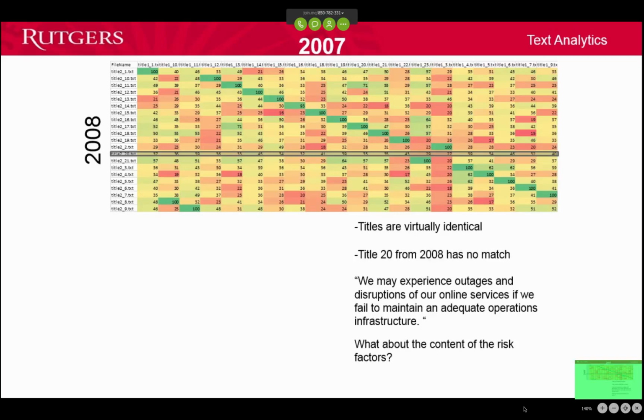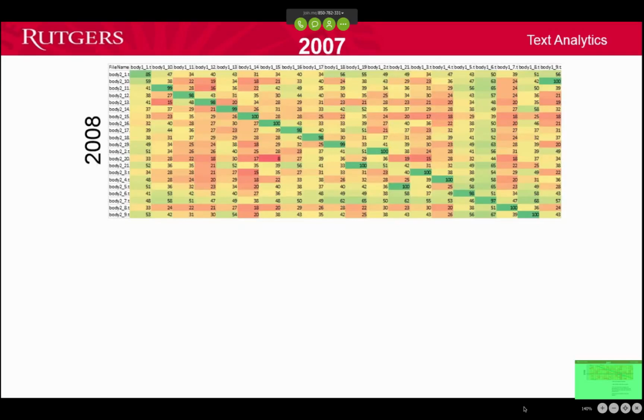So then I go and look at the content of the risk factors, not just the titles, but the actual content. Maybe the titles are the same, but everything's changed underneath. But that's not the case.